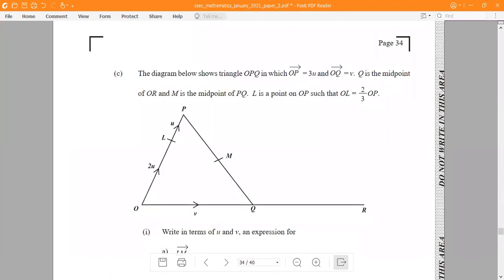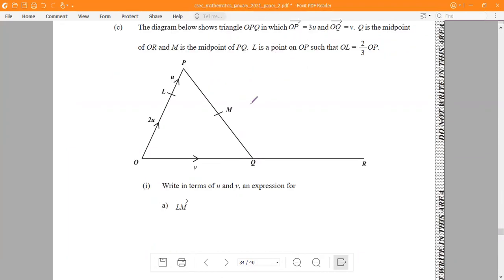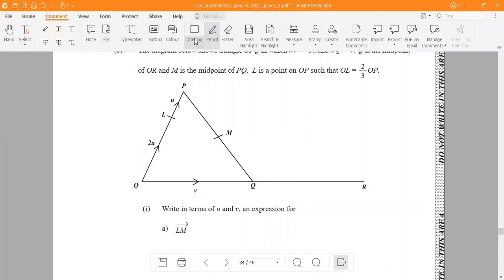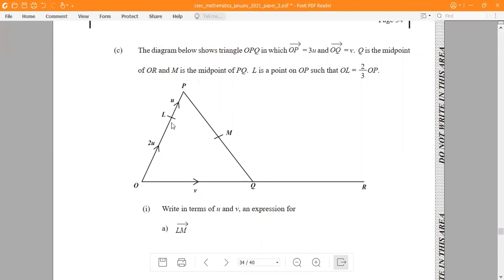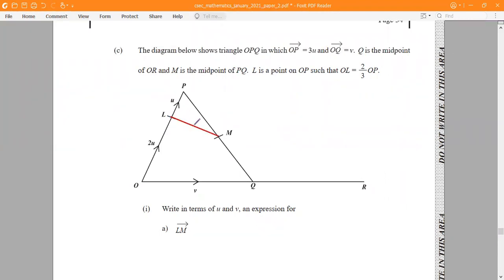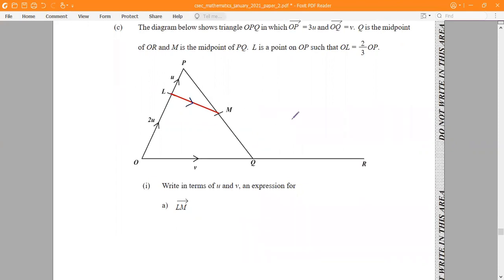Move on, we have vectors now. We are given some information and we are given a diagram. Write in terms of U and V an expression for LM. So we are asked to find an expression for a vector going from L to M, as indicated in red on the diagram.